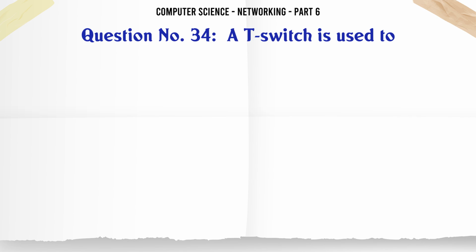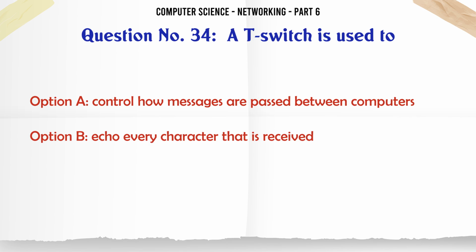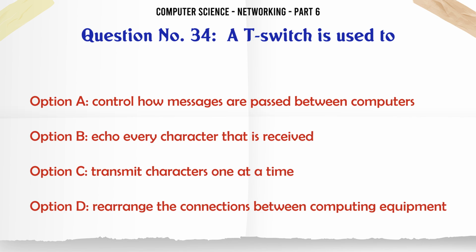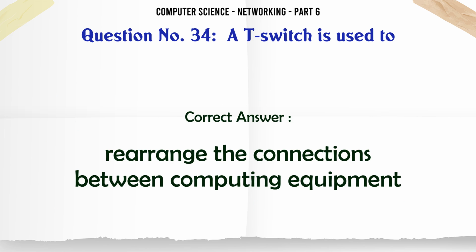A T-switch is used to A. Control how messages are passed between computers. B. Echo every character that is received. C. Transmit characters one at a time. D. Rearrange the connections between computing equipment. The correct answer is rearrange the connections between computing equipment.